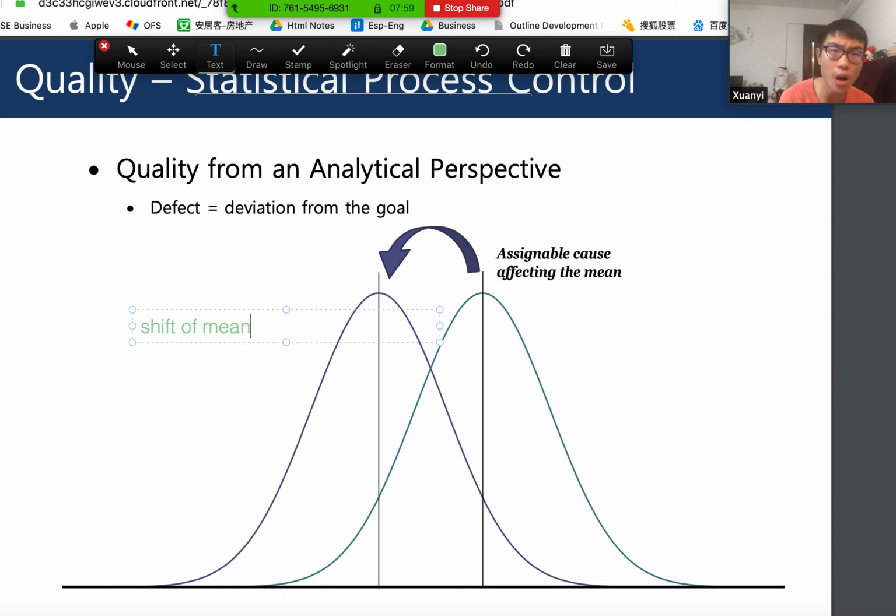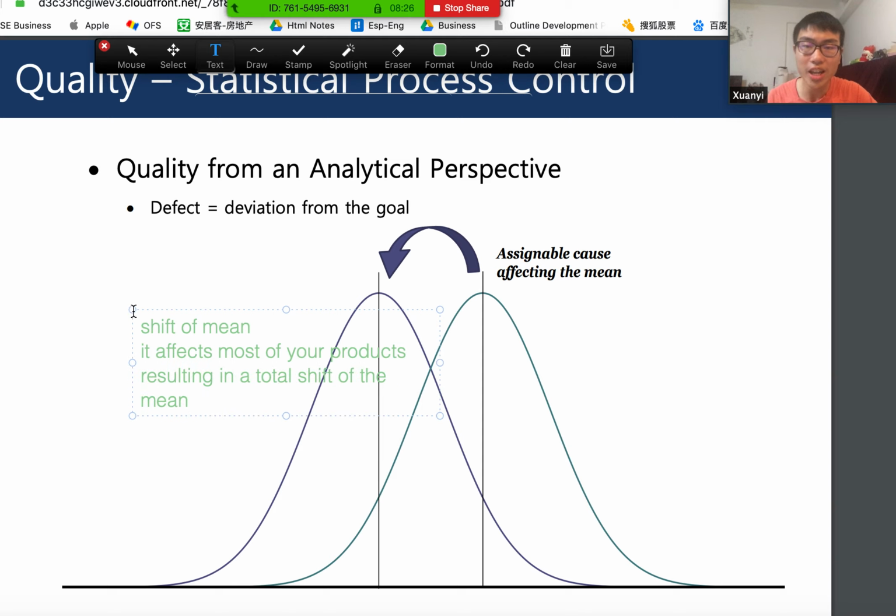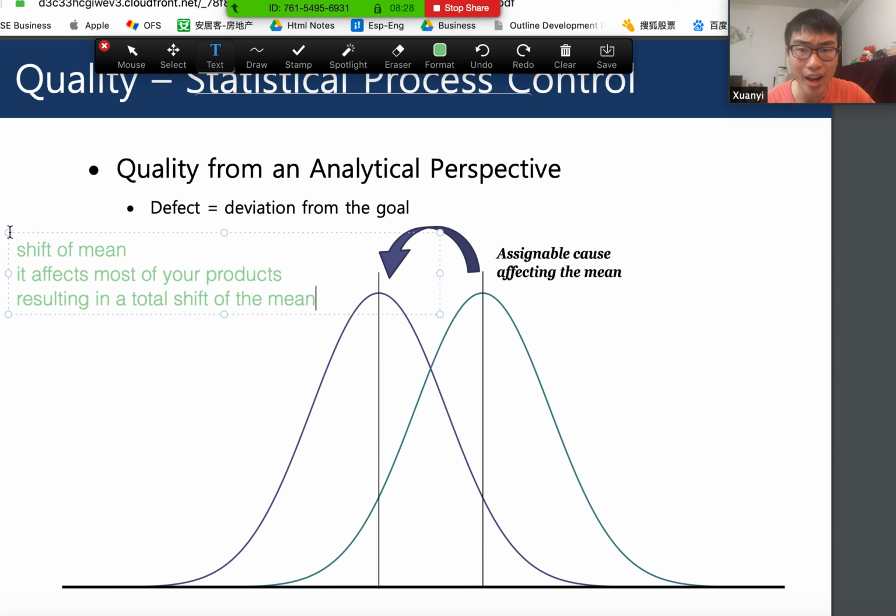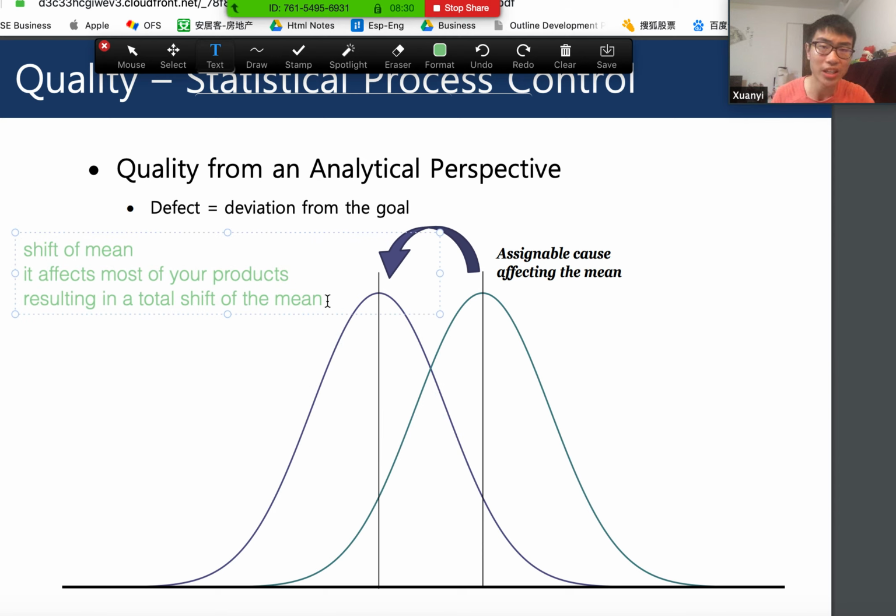Because most of your products are too far away from the mean, they don't really correspond to the mean, so they might have a shift, and they will have a new mean. There should be an assignable cause that is affecting the mean, a cause that is not random. Since there's a shift of the mean, it affects most of your products, resulting in a total shift of the mean. This means that many products are far away from your requirement and your goal, so it shifts the mean.